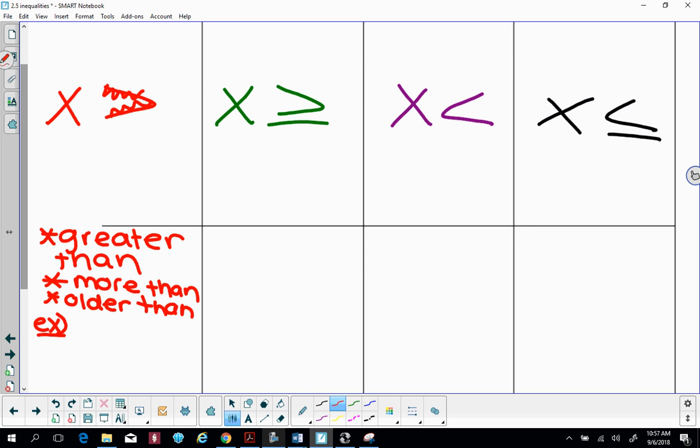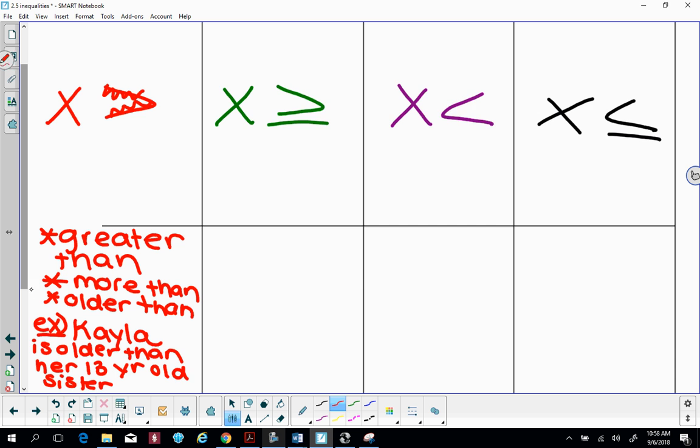So my example is going to be Kayla, and you're writing this down too. Kayla is older than her 13-year-old sister. So Kayla could be 1,000 years old. Kayla can be 14, but she can't be 13 because we know she's older than that, right?